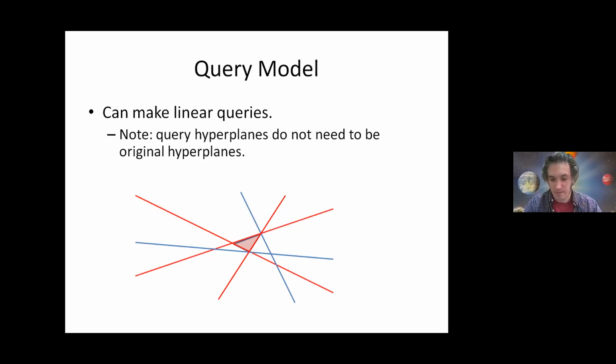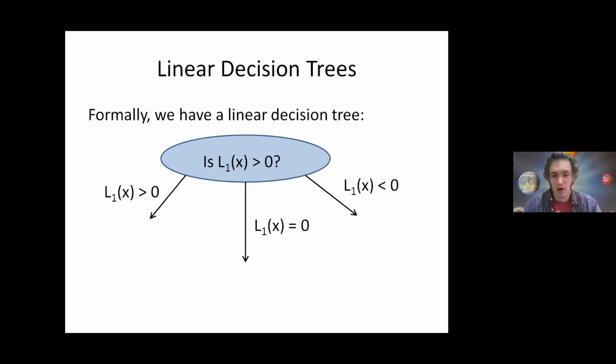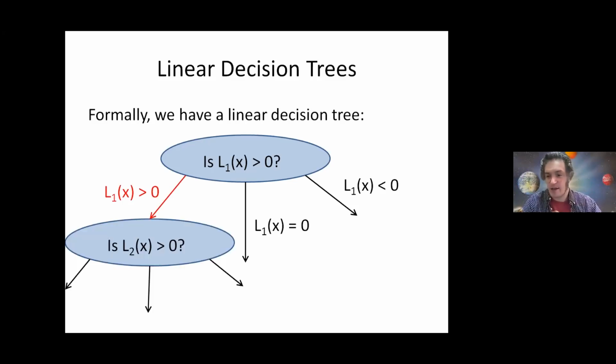And maybe a little bit more formally, the model that I'm allowing myself is a linear decision tree. So what I get to do is pick any affine linear function that I like, and I get to ask the question: is L(x) bigger than, less than, or equal to 0? I get some answer to that, and based on the answer, I then get to pick some other function, and again ask bigger than, less than, or equal to 0, and I keep on going like this. The total cost of this procedure is the number of these questions that I have to ask before I figure out what region my point is in.